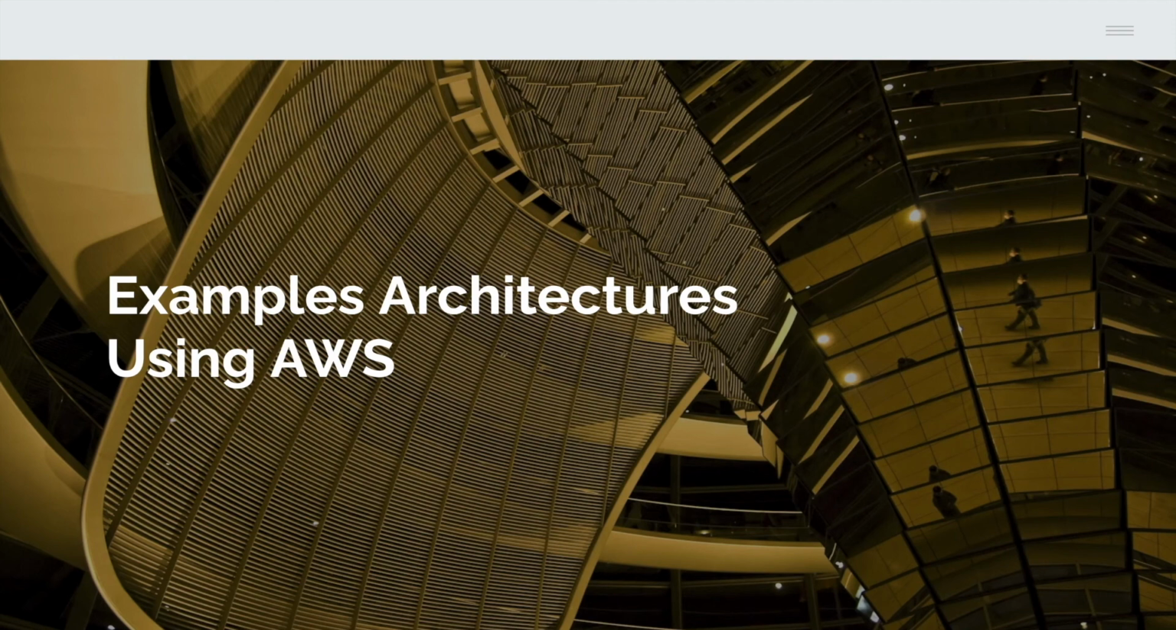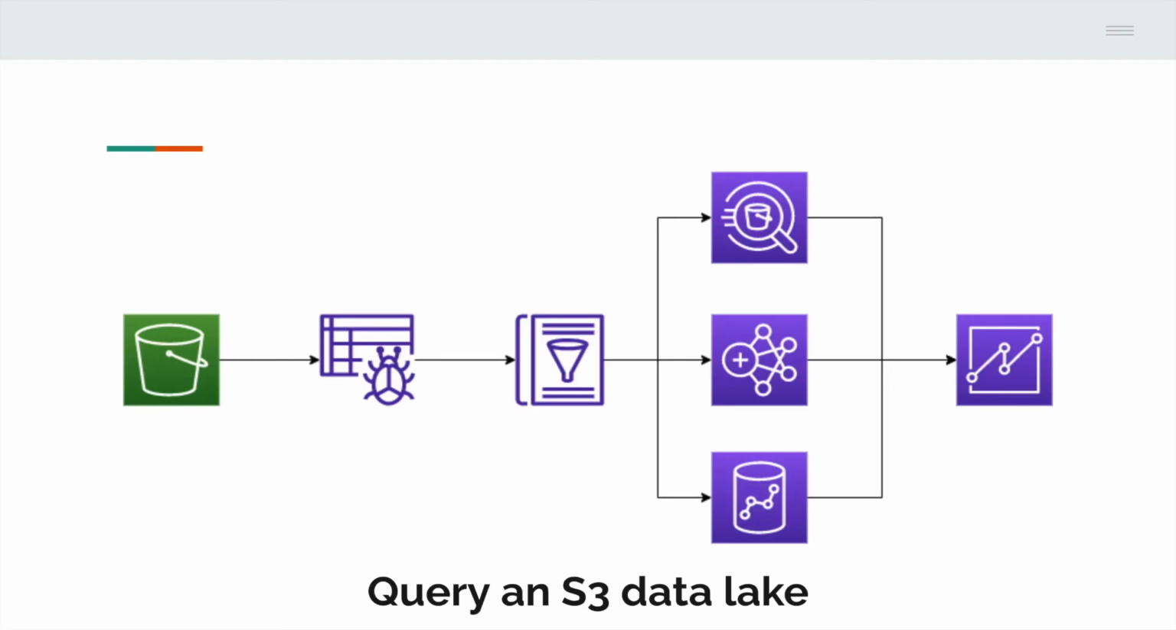The first example architecture that we're going to go through is how to query an S3 data lake. Going through this architecture, we have an S3 bucket here, a Glue data crawler, and a Glue data catalog. This then goes to Athena at the top, EMR, which we've covered, AWS EMR to run Hadoop, and then we have Amazon Redshift at the bottom, right? We've touched on the bottom two.